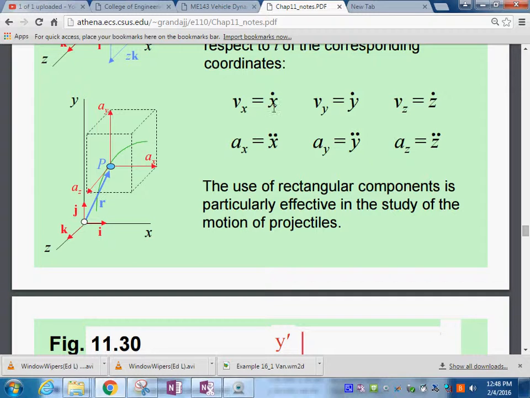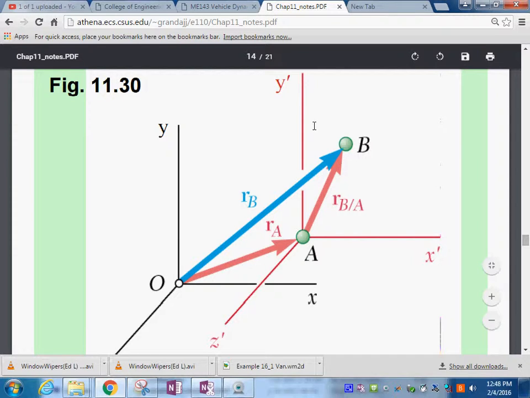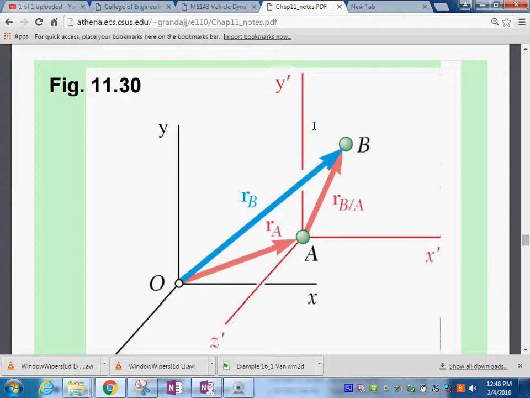This is another thing that I would like to review: you can attach a frame to the point A and let the point B vary. So you see here there is the red frame, which we're going to call a rotating frame, or translating, depending on what the application is.